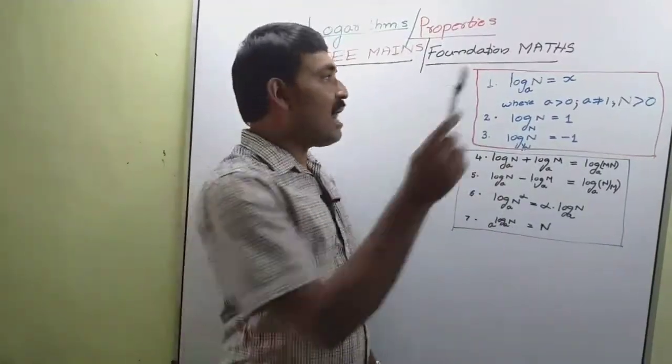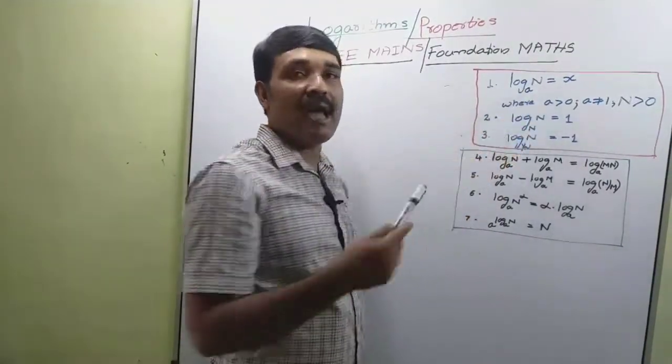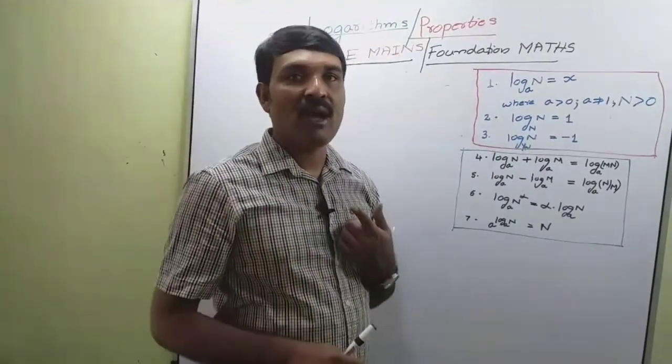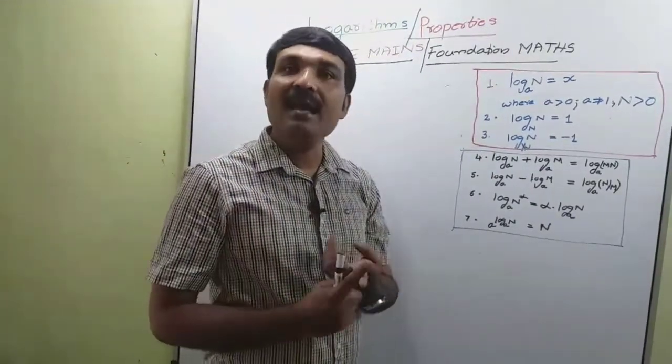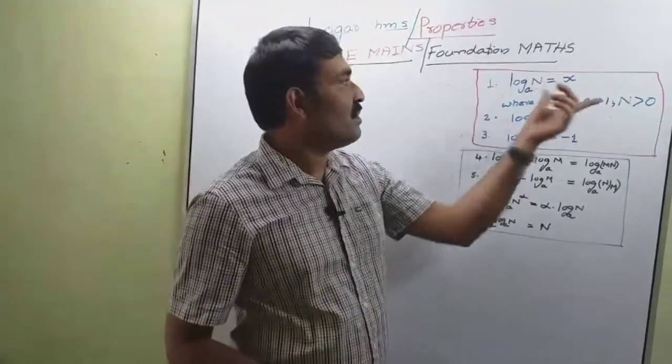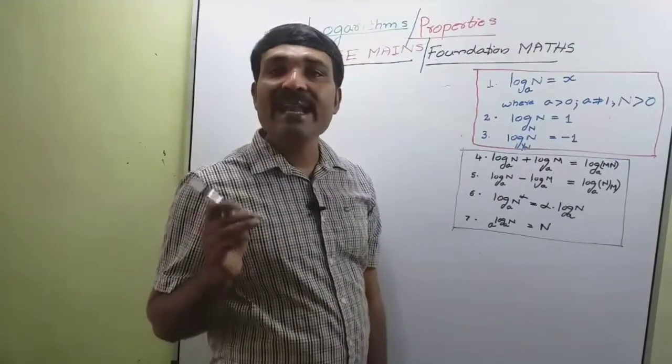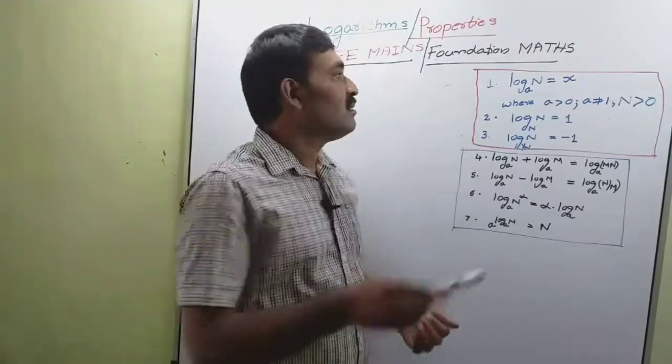So we know that for any positive real number, logarithm is defined. Log of n to the base a is equal to x, and the condition is a greater than 0, a not equal to 1, and n is greater than 0. This is the definition of logarithm of any real positive number.